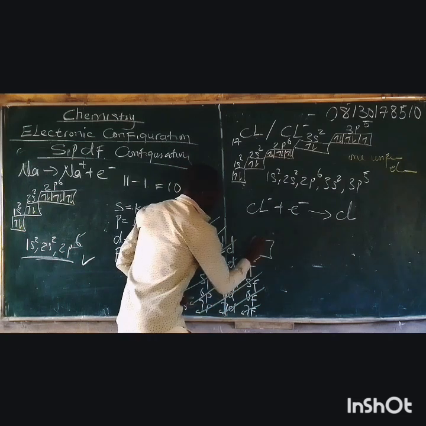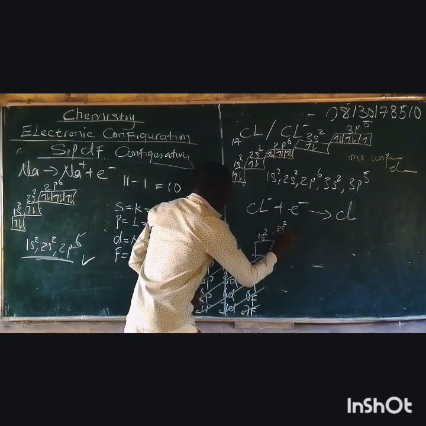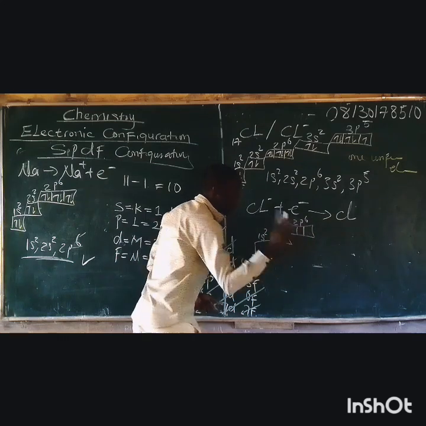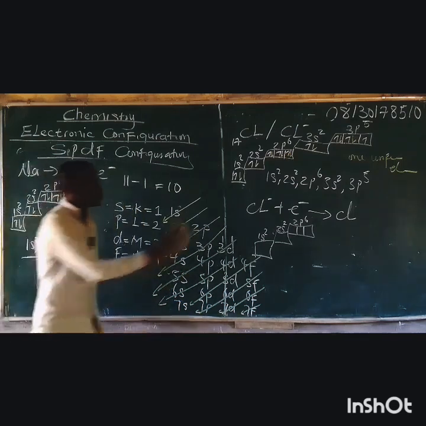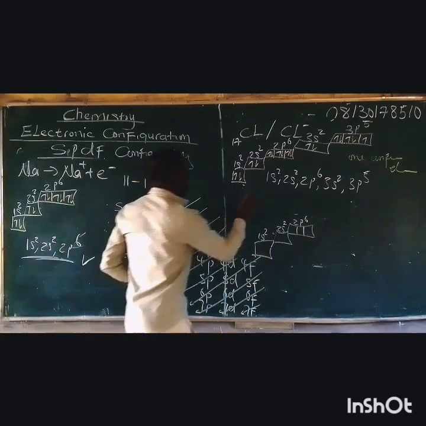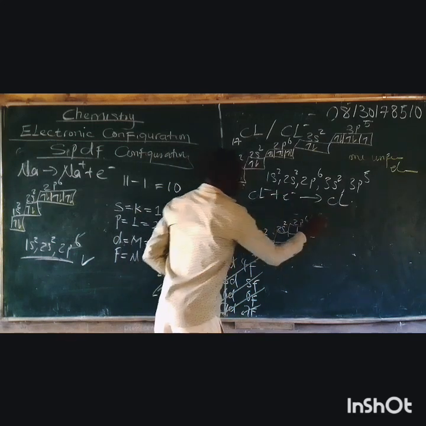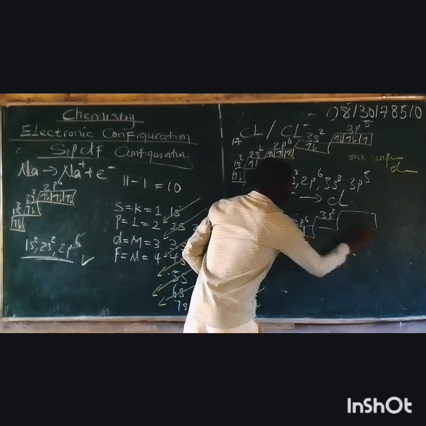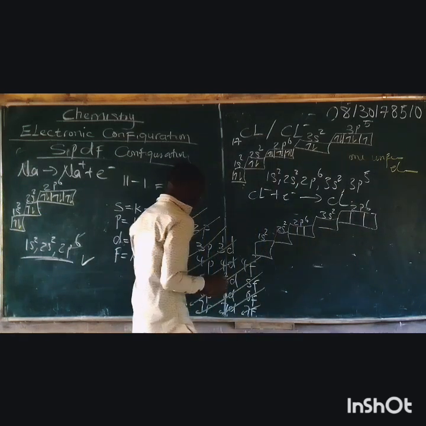Now in this case, the chlorine becomes 18, no more 17. 1s2, 2s2, 2p6, remember this is threefold, the p block. Then this becomes 3s2. This one becomes 3p6 because we are going to 18. So we pair now.